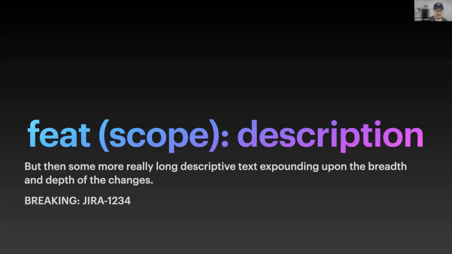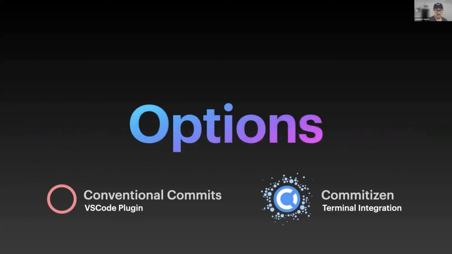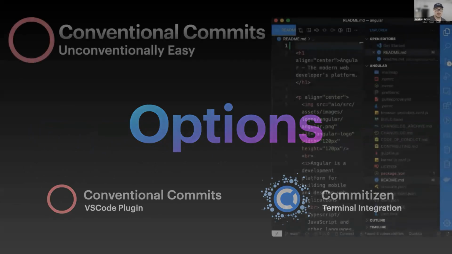All right, I'm a software developer. I'm not a Git commit developer. Fortunately, we have some tools that have our back. Two of them specifically: the Conventional Commits VS Code plugin and the Commitizen terminal integration.